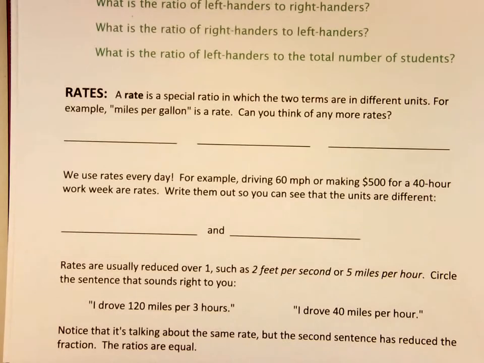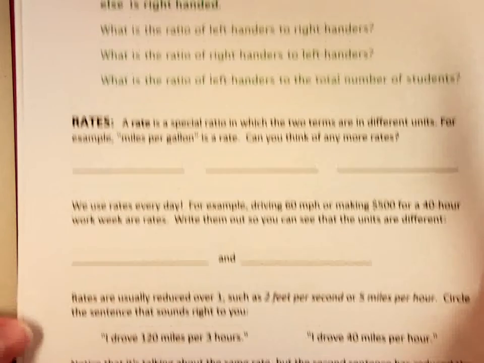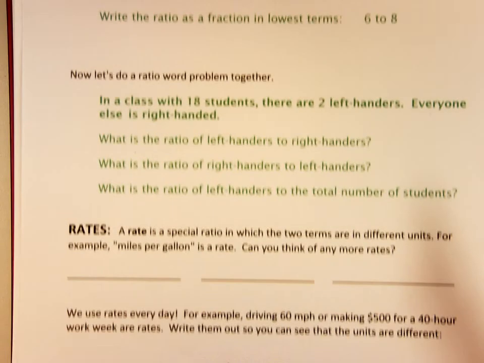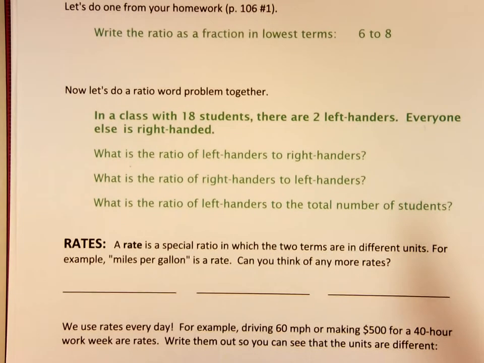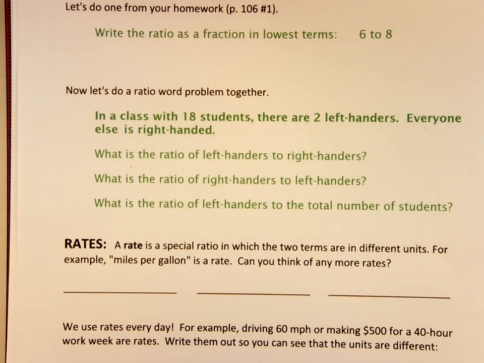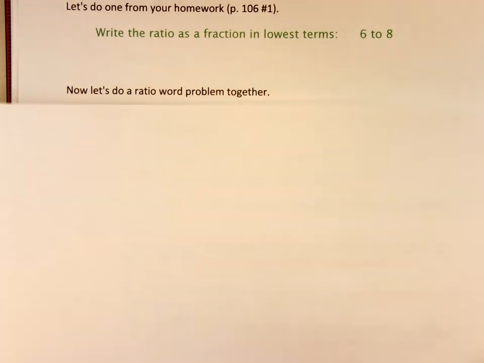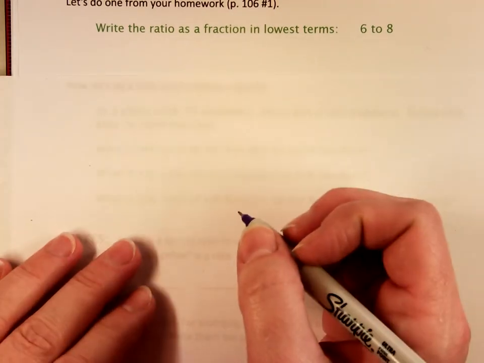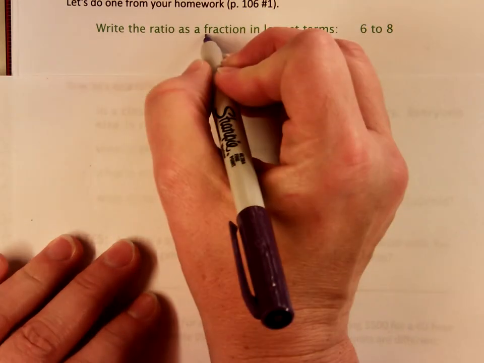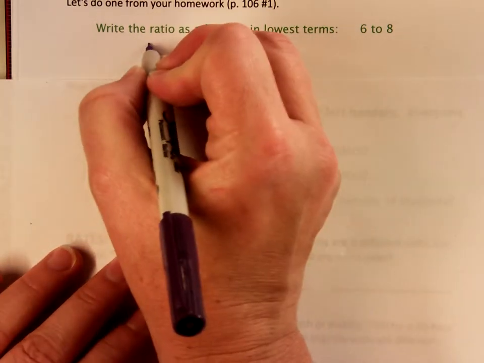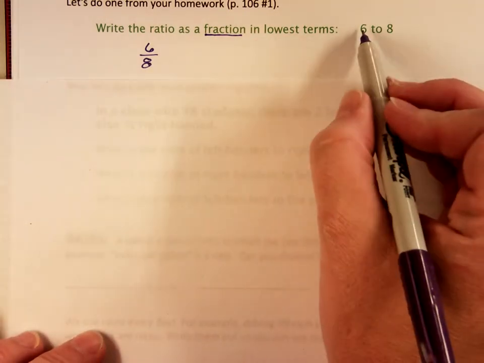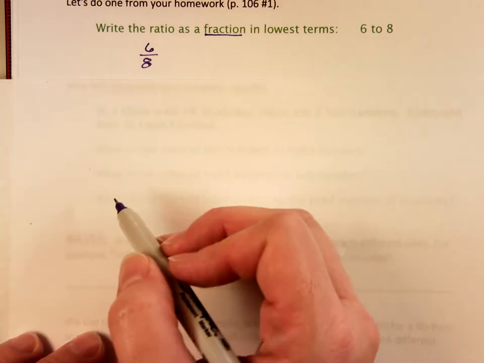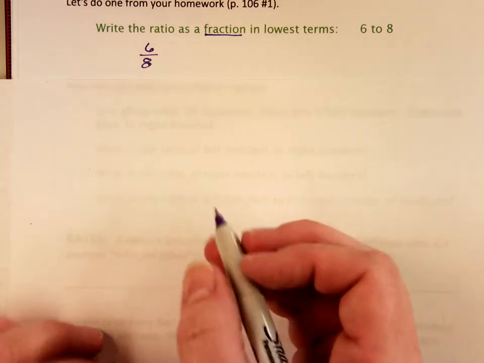Let's do a problem from our homework. This is page 106, number 1. Write the ratio as a fraction in lowest terms. And they gave you 6 to 8. Let's read that again. Write the ratio as a fraction in lowest terms. Okay, I see I need to have it in fraction form. Let's go ahead and do that. 6 to 8. I feel pretty confident about that. From page 1, I know that 6 to 8 is the same thing as 6 over 8 this way. But lowest terms means we have to reduce it.